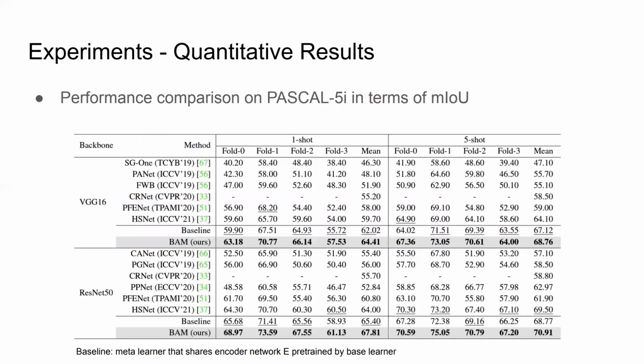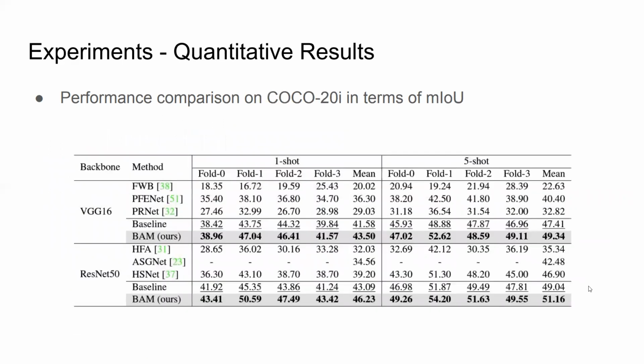This table presents the mIoU results of different approaches on Pascal 5i. It can be found that BAM outperforms the advanced FSS models with a considerable margin and sets new state-of-the-arts under all settings. This table presents the mIoU results of different approaches on COCO 20i. Here, one-shot and five-shot results respectively surpass best competitors, demonstrating its remarkable capability of handling complex tasks.